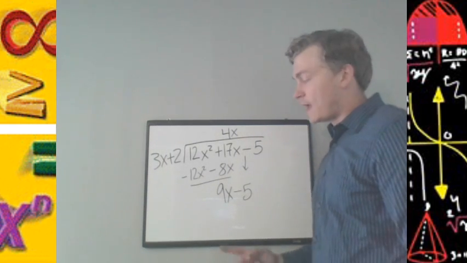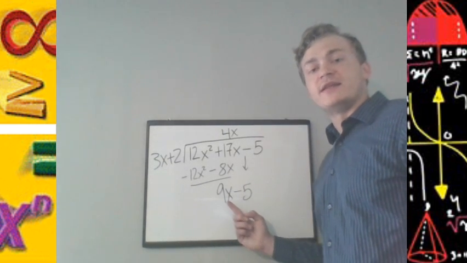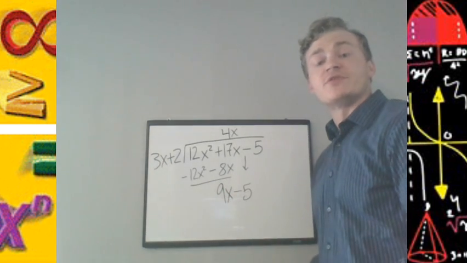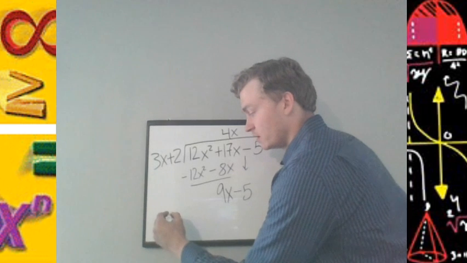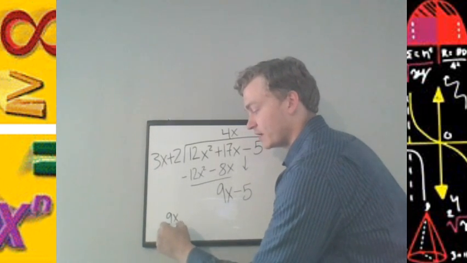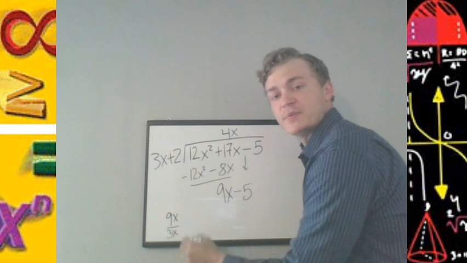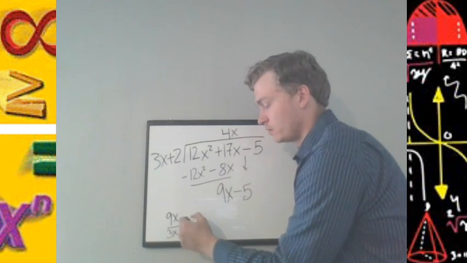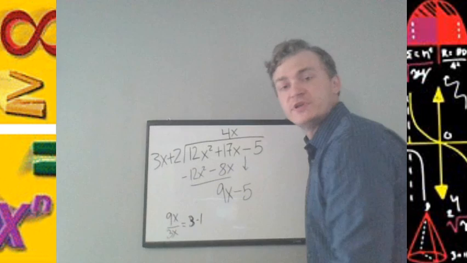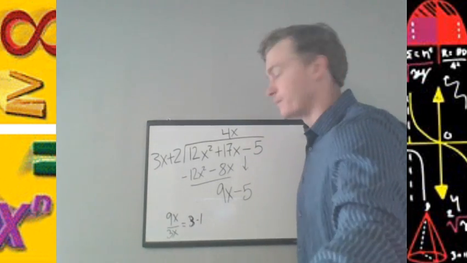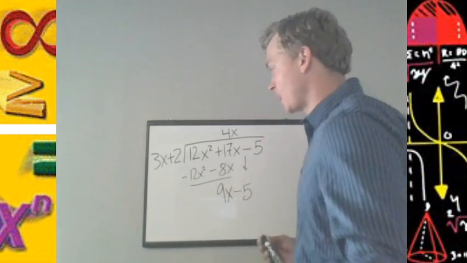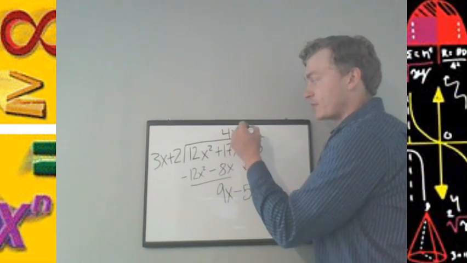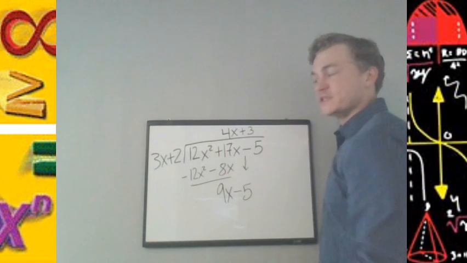Now we want to know how many times 3x will divide into 9x. What do you need to multiply to 3x to get 9x? Well, that's 3, and we can show it by dividing 9x by the 3x. 9 divided by 3 is 3. X divided by x is 1. And 3 times 1, of course, is 3. So, because 3x divides the 9x 3 times, we will write the 3 up here. And that 3, of course, is a positive 3.